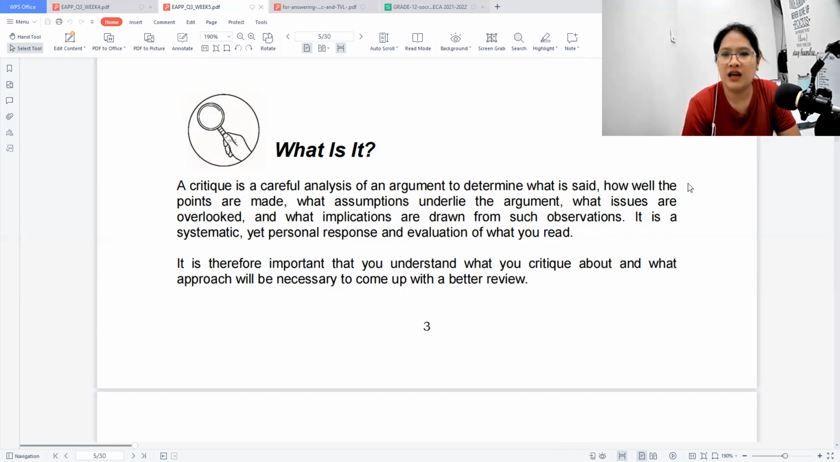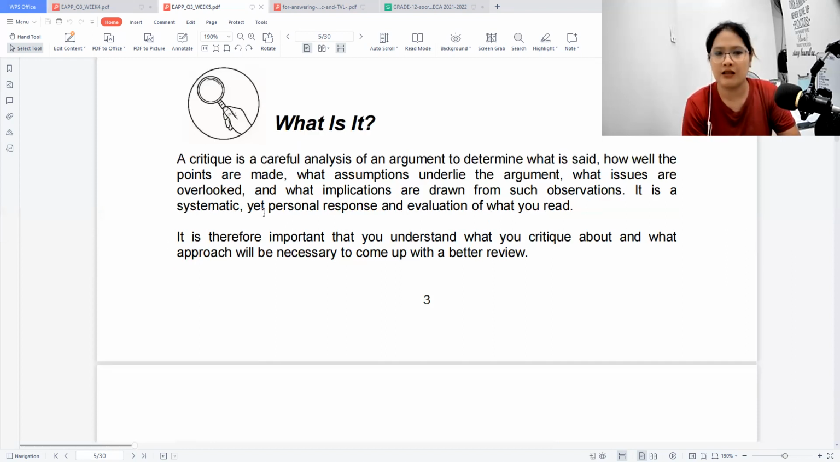Then you would look at how well the points are made. Are the points valid? Are the assumptions valid? Are they well presented? At meron ba siyang ebidensya sa bawat implications and claims na binibigay niya? Okay? So it is a systematic yet personal response and evaluation of what you read. Okay? So it is therefore important that you understand what you critique about. So parang hindi ka naman pwede mag-comment tungkol sa isang bagay na hindi mo naman alam. And what approach will be necessary to come up with a better view. So parang you consider this.